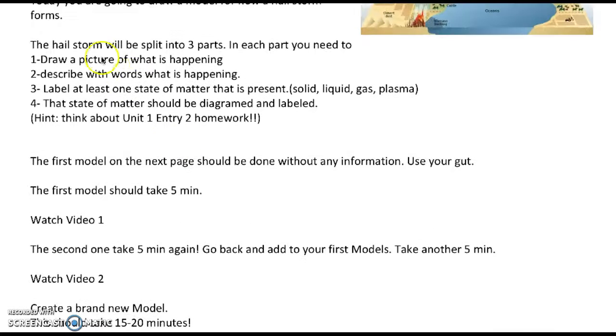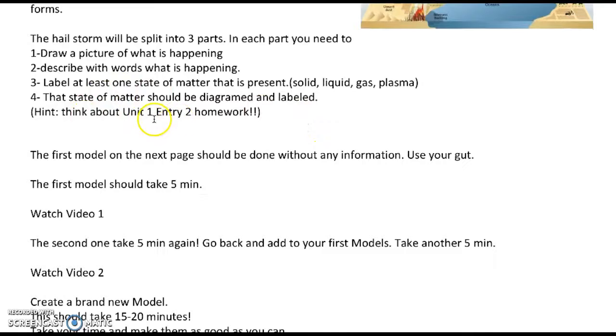Last thing to note is that these are the 4 pieces that each part should include. Pictures what's happening, words what's happening, label at least one state of matter that's present in that part of the formation process, and diagram it as we did with our notes last week, which included the solid and plasma stuff. So think about Unit 1, Entry 2 homework.